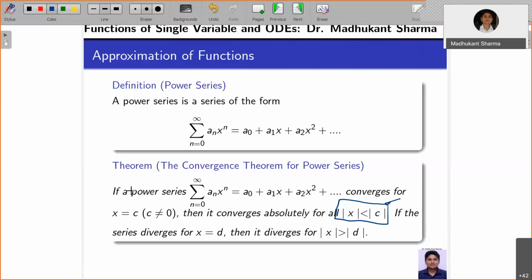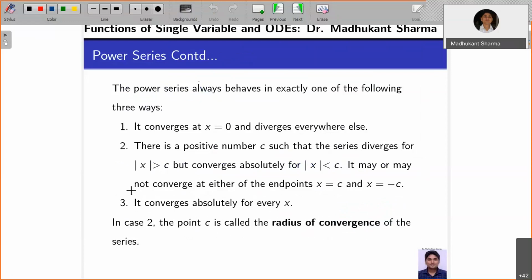Right. Now, some comments here. The power series always behaves in exactly one of the following three ways, which you have already understood. First, it converges at x equals 0 and diverges everywhere else. It is possible; we have already seen the example summation n factorial times x to the power n. Second, there is a positive number c such that the series diverges for mod x greater than c but converges absolutely for mod x less than c. It may or may not converge at either of the endpoints x equals c and x equals minus c. That is also possible.